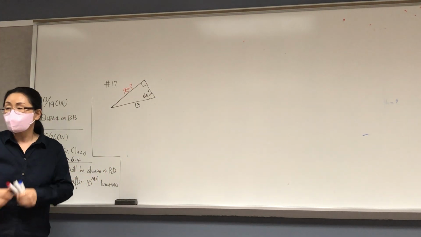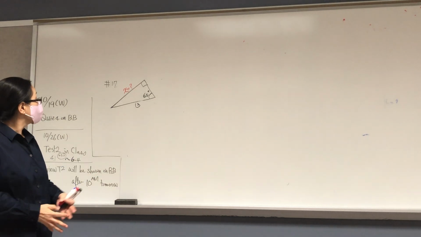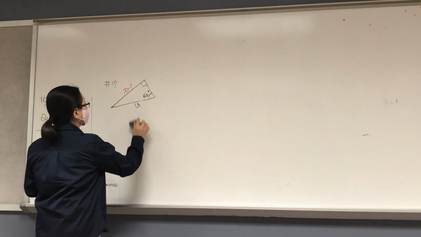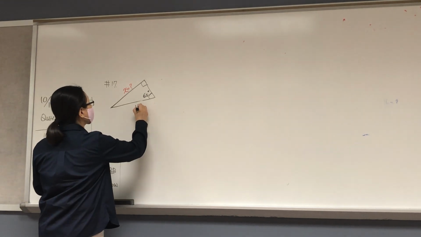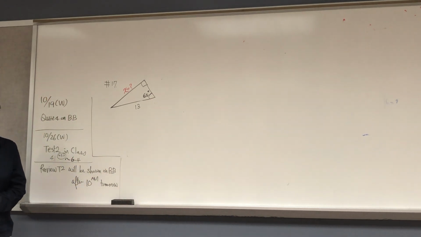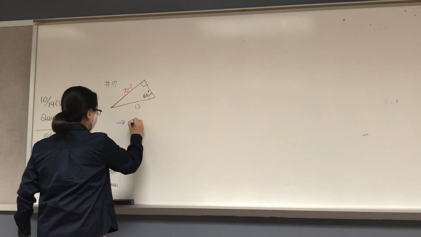How do you find x? Sine 60. What do you want to do? Same thing. Sine 60 equal to what? X over 13. That's right.